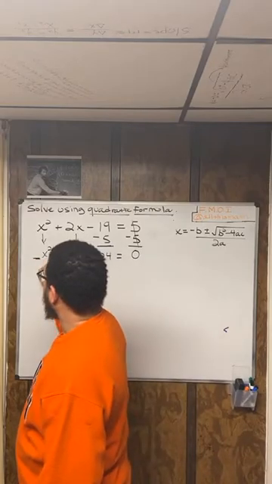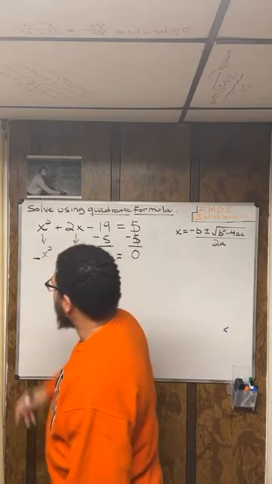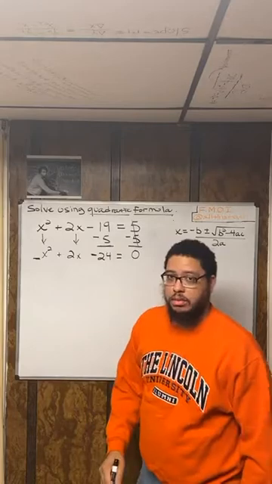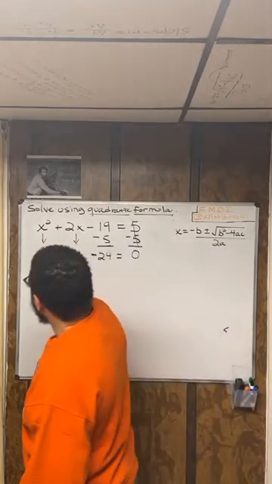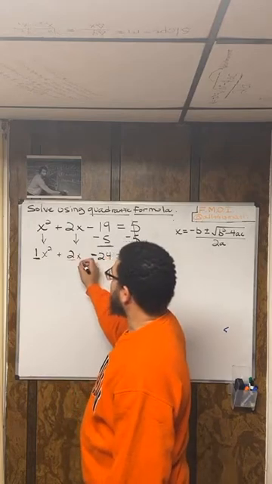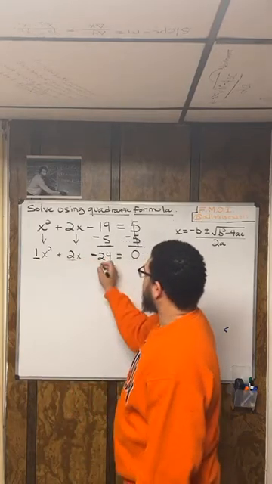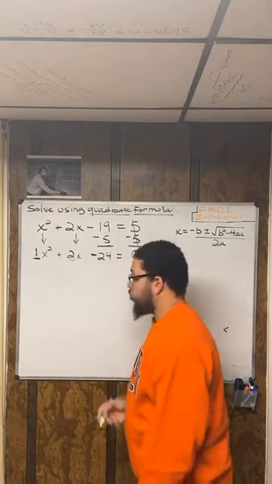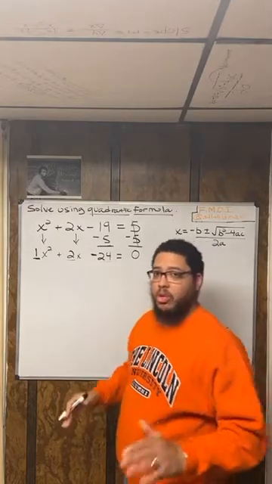A is represented by the coefficient of x squared. There is no coefficient written, so therefore A would be this invisible 1. B is represented by the coefficient of the linear term. C is the constant.